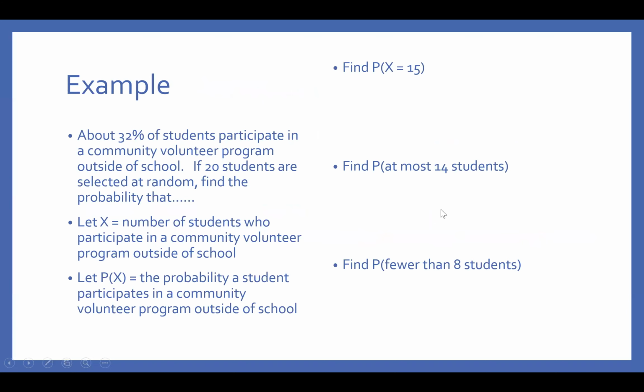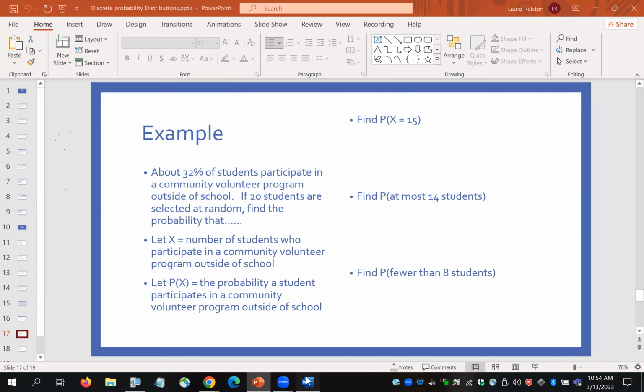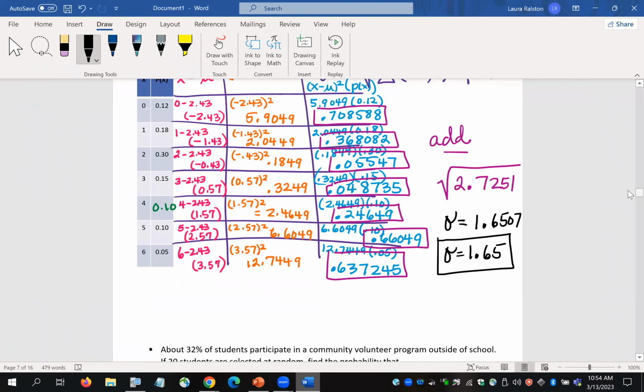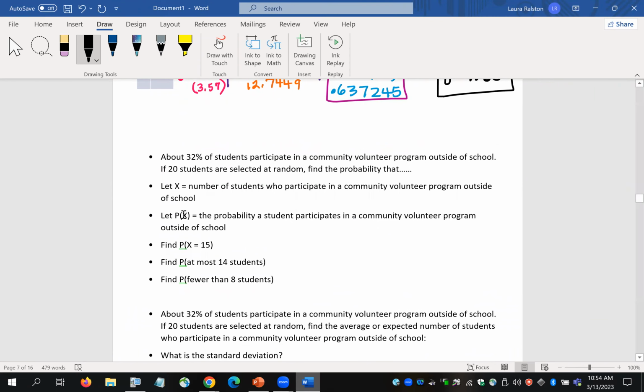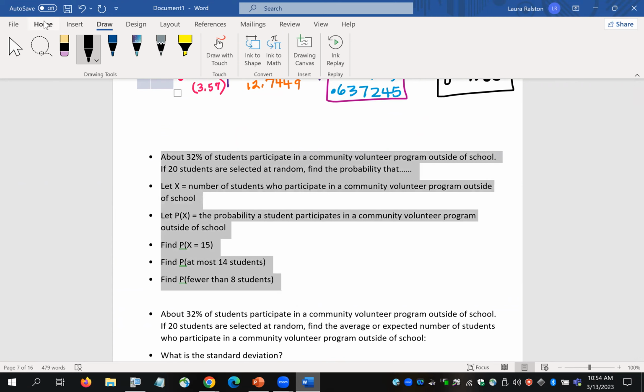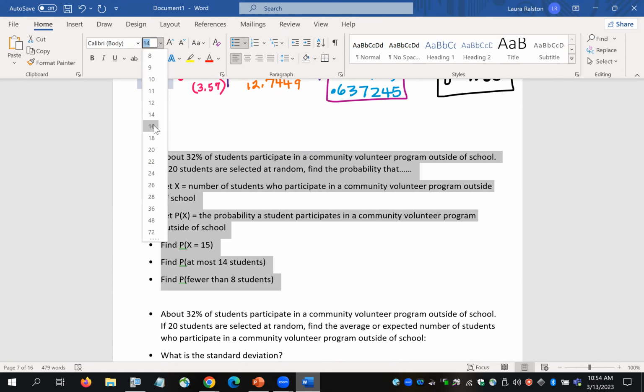Okay, so let's dive into some questions. That's usually what students want to see anyways, is how do you work the problems? We're going to start with this example here. Let me see if I can make it a little bit bigger so you guys can see it good.